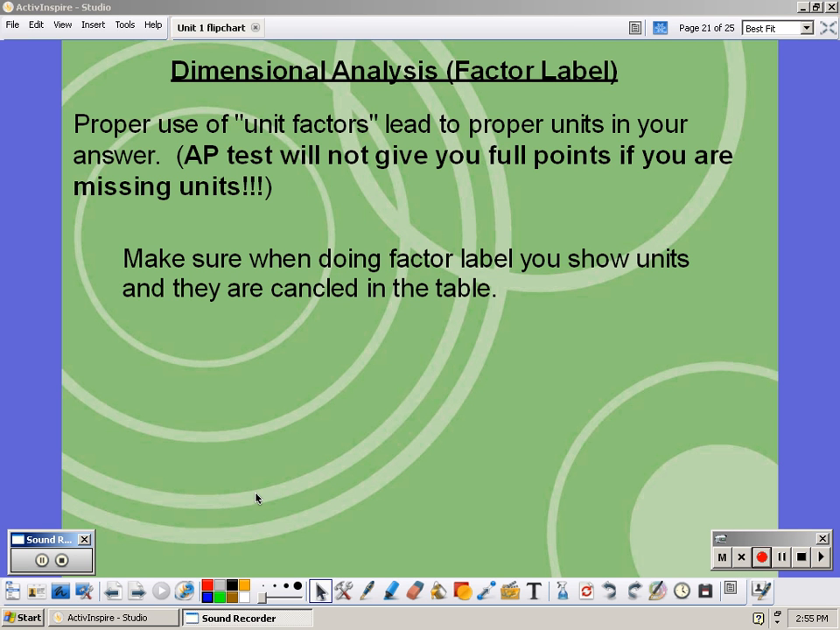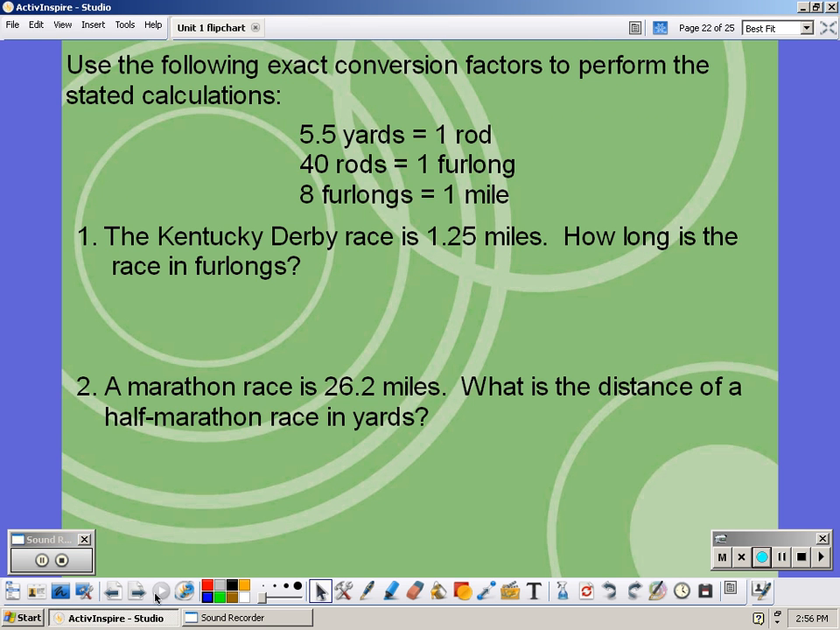Dimensional analysis, or factor label, or football goals, whatever you call it, is the way that you convert from different units. Proper use of unit factors leads to proper units in your answer. The AP test will not give you full points if you're missing units, so make sure every time you write a number that you write a unit to go with it. Also make sure that when you're doing the dimensional analysis or the factor label that you are crossing or canceling out your units in your table.